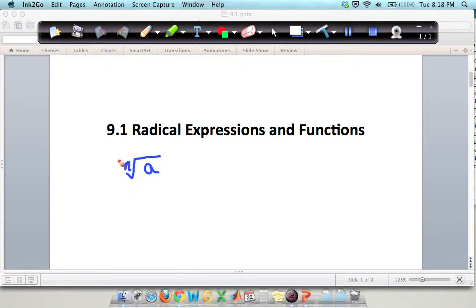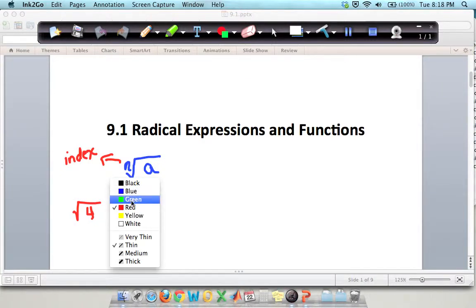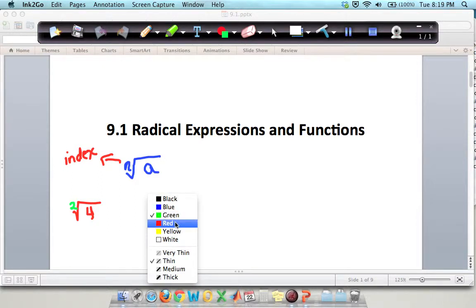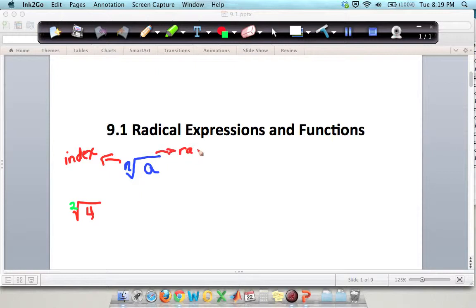The n stands for your index. So if it's a square root, for example, I'll just write the square root of 4. In this case, the index is considered to be 2 for square root, but we don't write that 2. So if you don't see an index written inside of that little check mark there, then it's a 2, and it stands for the square root. Any other root will be written. And then this sign right here is our radical sign. And the a, or the term under the radical sign, is called a radicand.